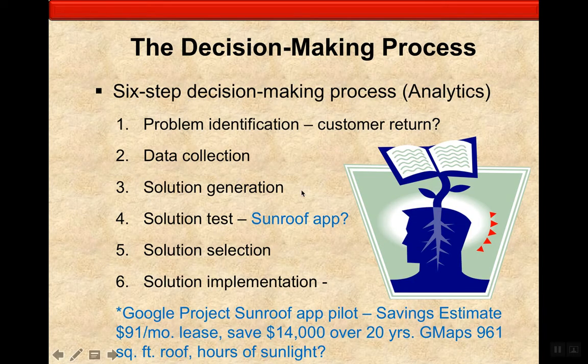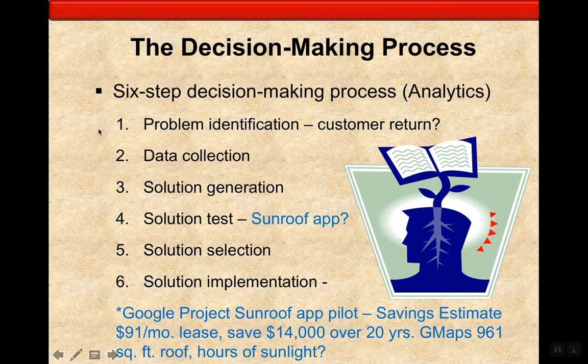So the idea of a decision making process, I think we had talked about before. In business, basically, the essence of business is all decision making: trying to make a decision with the best possible information for a particular outcome. An example of a process like that would be a six-step decision-making process.